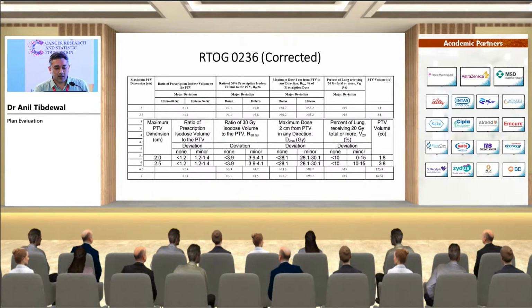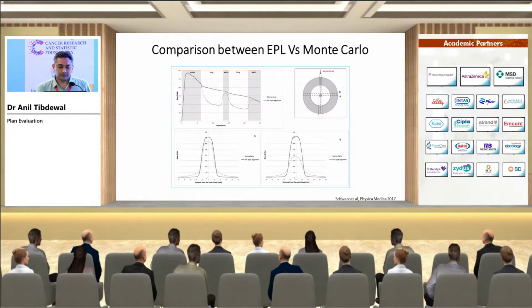But in the updated table, because the R50 will expand, they have revised their ratio up to 7. So this has changed from 4.1 to 7 because of the lung tissue heterogeneity correction. This is the importance of the dose calculation algorithm that you need to take into account.